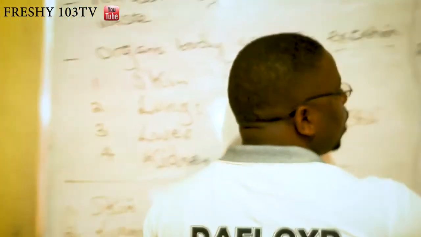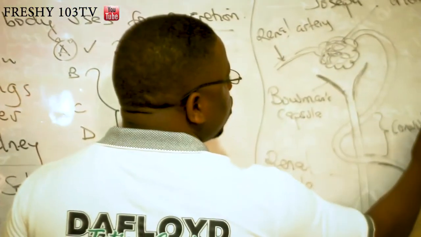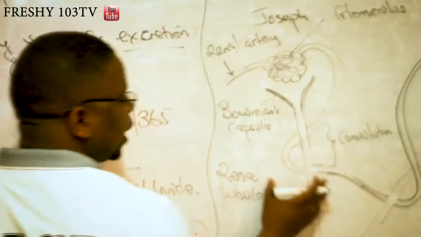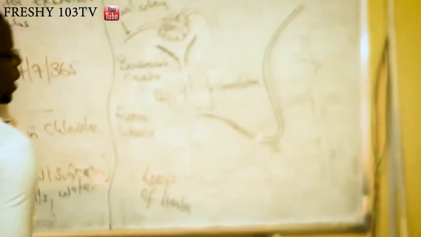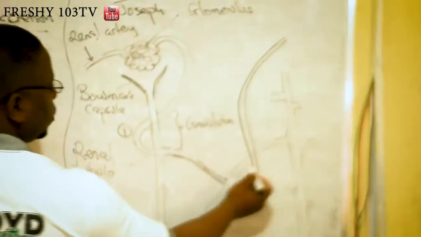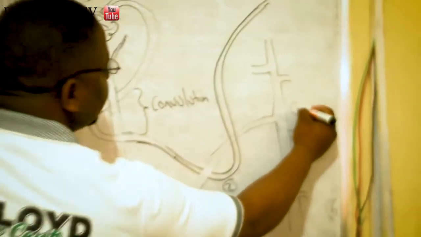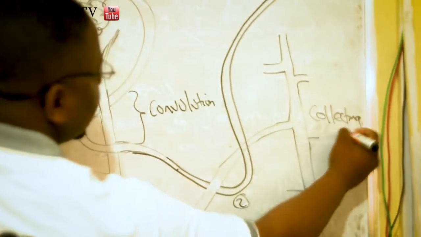And this part is what we call convolution, which there are two. You can see there's the first one here and the second one there. You see that? As it continues, it goes to this duct, which is referred to as the collecting what?